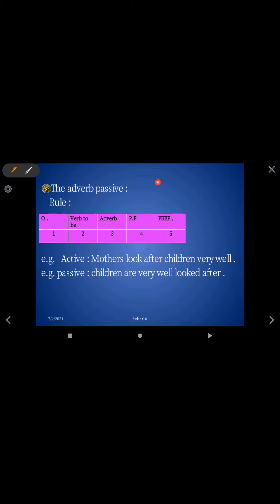Now we get to the adverb passive. Its rule: first object, second verb to be, third adverb, fourth past participle, and fifth the preposition. In the example, active: mothers look after children very well. In passive: children were very well looked after by mothers, or without. You can write by mothers or you cannot. As you see here, the preposition is after. We take after in the passive and we put it at the end of the sentence.